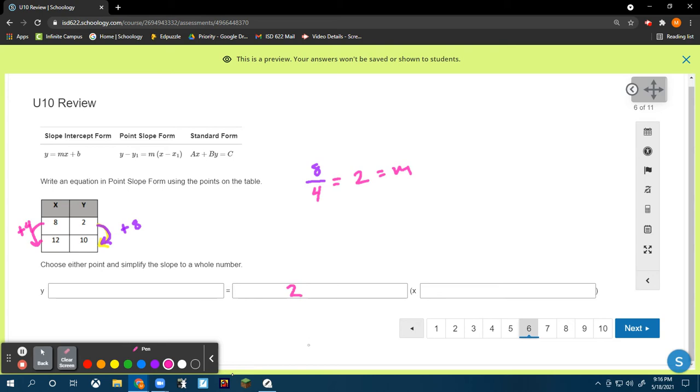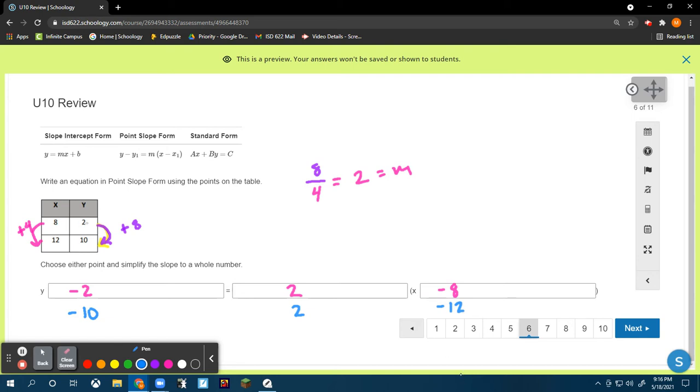Okay, we're going to use this first point here first. So opposite of the y1 is -2. Opposite of the x is -8. And let's use a blue one to do the other one if we chose the other point, because we can choose either point. Opposite of the y is -10. 2 is still the same as the slope. Opposite of 12 is -12.